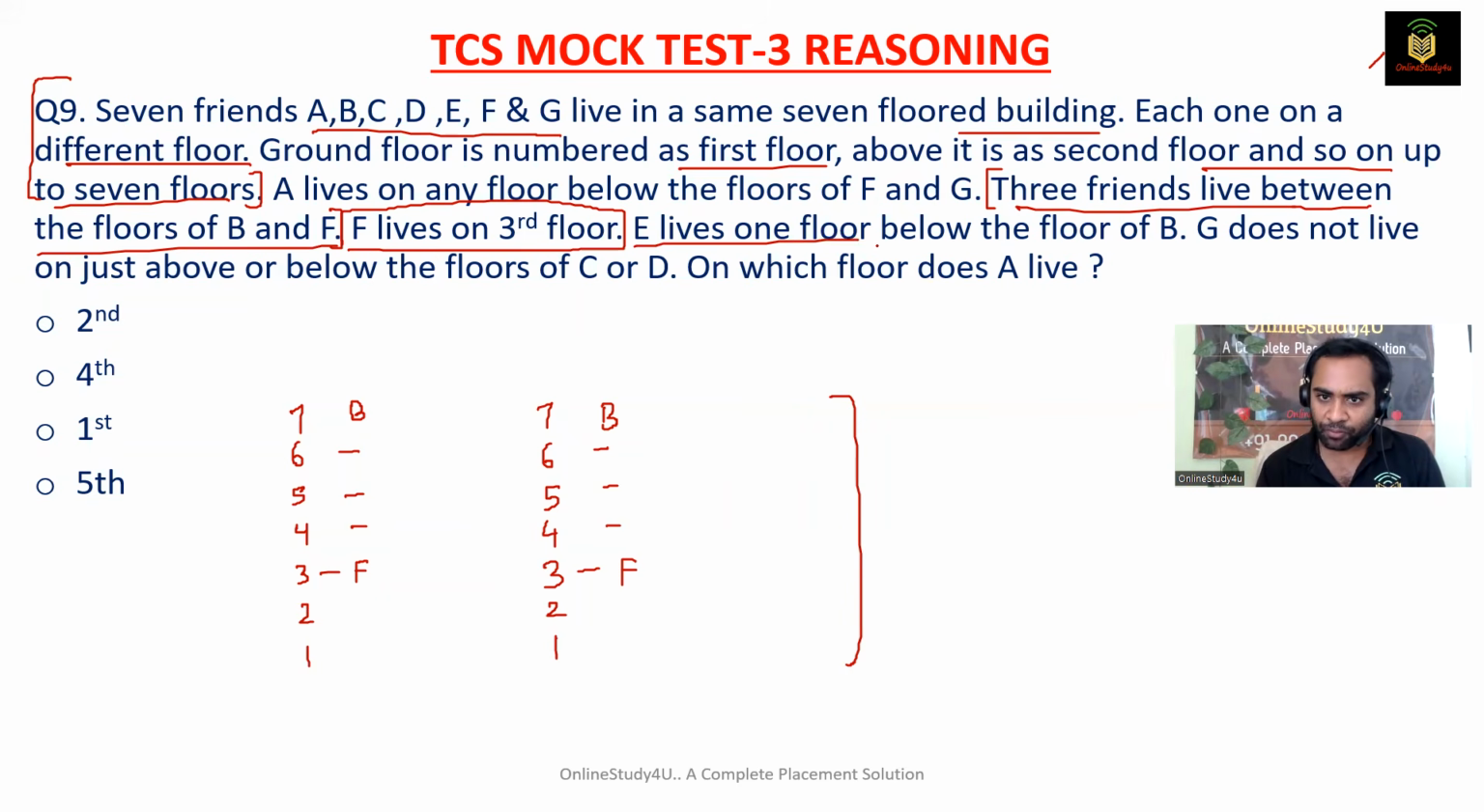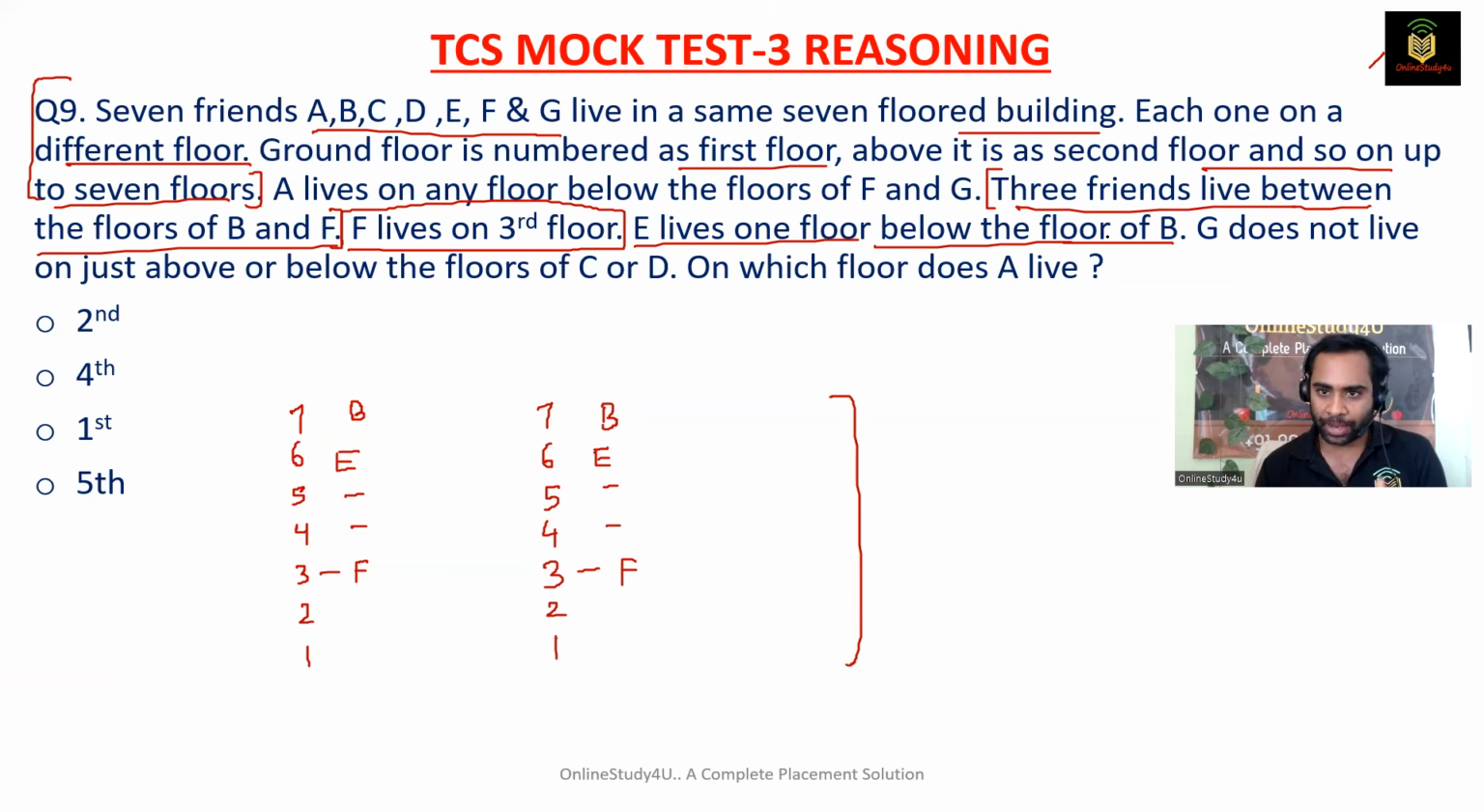Then E lives one floor below the floor of B. So if B is living on 7th, then E will live one floor below, that is nothing but 6th. So E will be living here. That is also done. You should not have any doubt.